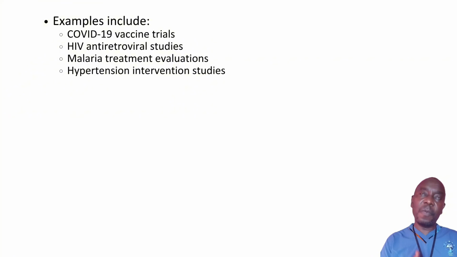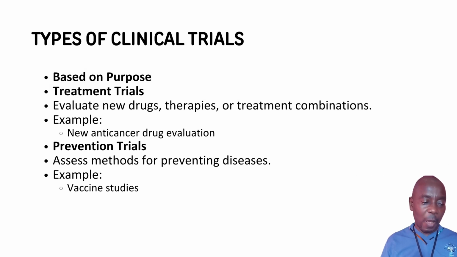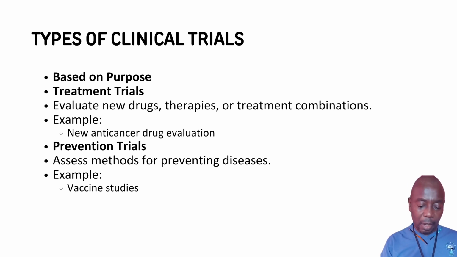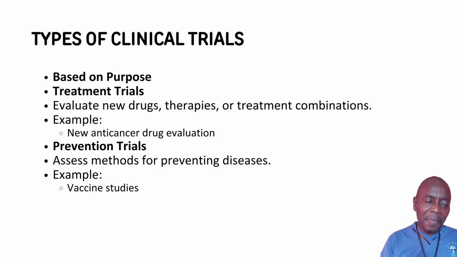And in this lecture, we'll be talking more about some definite studies that have gone before now. So what are the types of clinical trials? Based on the purpose of the clinical trial, we can have treatment trials, prevention trials, diagnostic trials, screening trials, and quality of life trials. Let's look at them one by one.